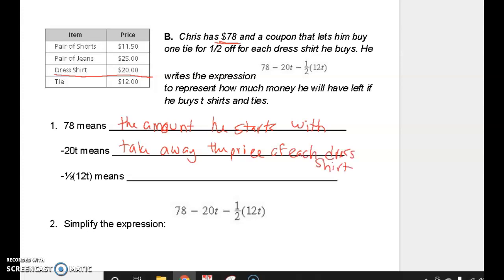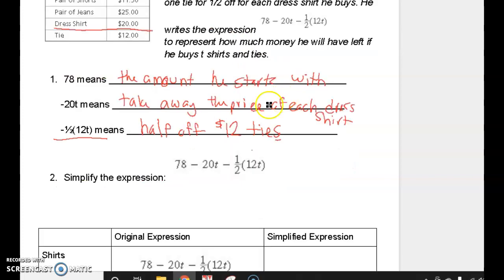Okay. Now look, notice minus half of 12t. Now, what's half about? Alright, so it's going to be half off. Half off what? Oh, $12 ties. That's right. Alright, so that's what each little piece of that's going to mean.